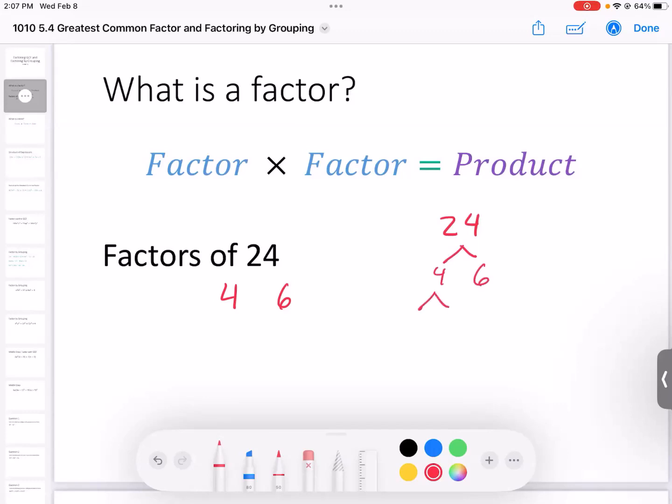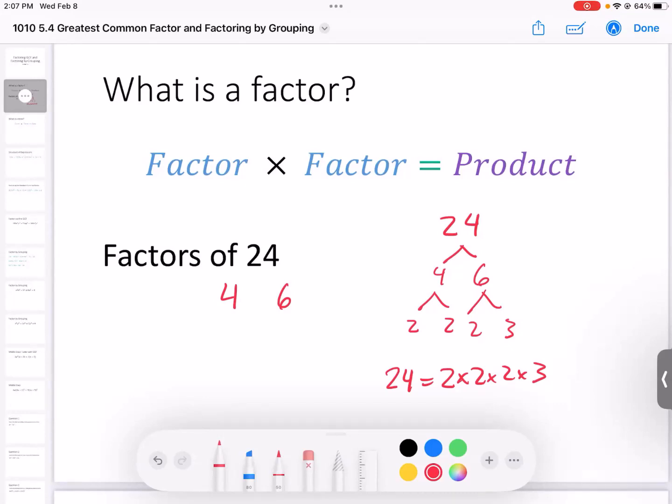But 4 can be factored into 2 times 2, and 6 can be factored into 2 times 3. And so the complete factorization of 24 would be 2 times 2 times 2 times 3, because you can't break those factors down any further. This is still a factorization of 24 though, because 4 times 6 does equal 24, but this would be a completely factored version of the number 24.